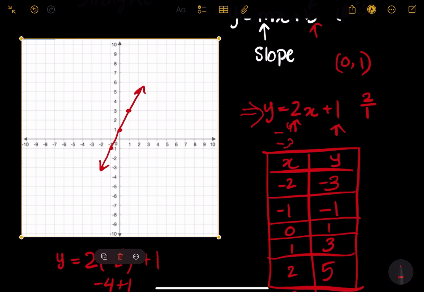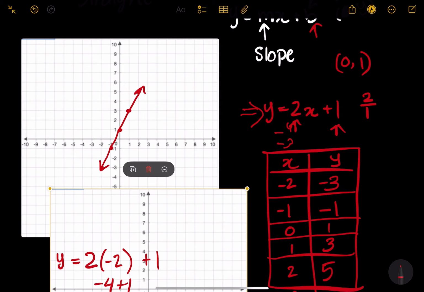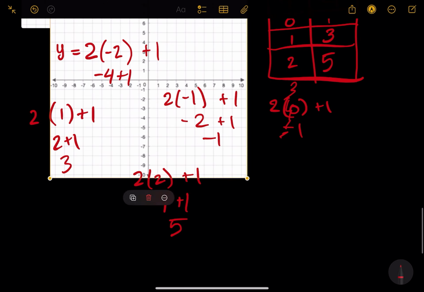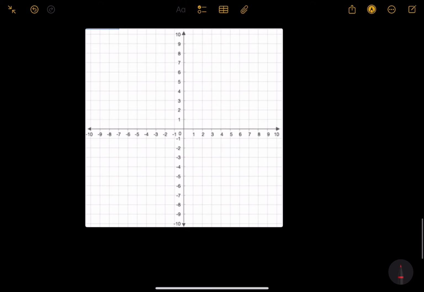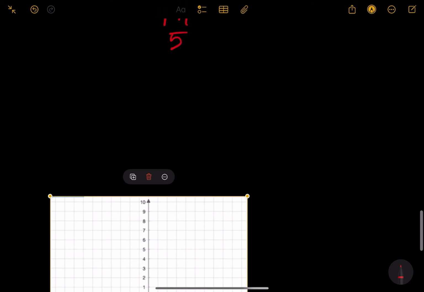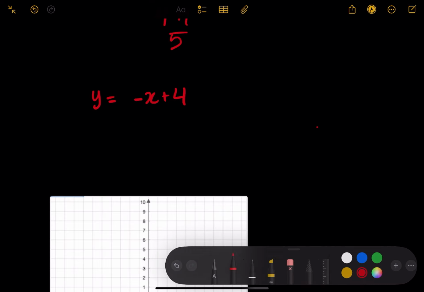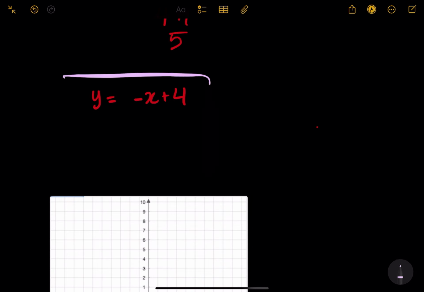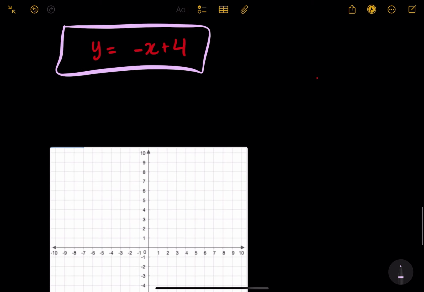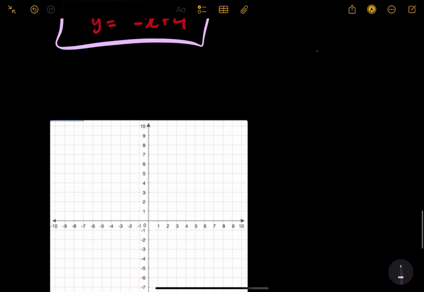Okay, so now we're going to try graphing this next graph. I'll give you an equation now and try graphing it. The equation is y is equal to -x plus 4. Pause the video, try and solve it on your own. Okay, now I will show you how I would do it.